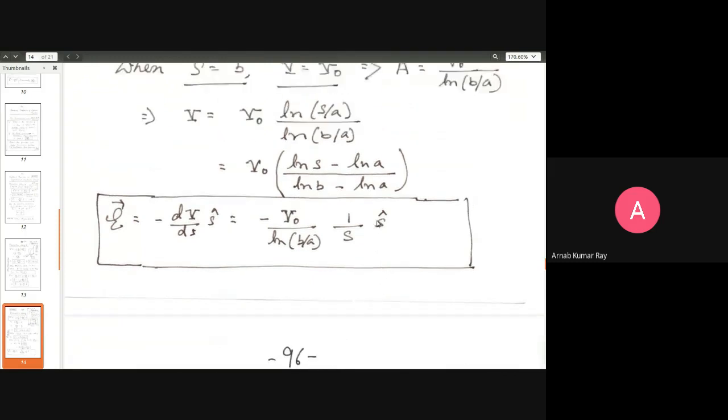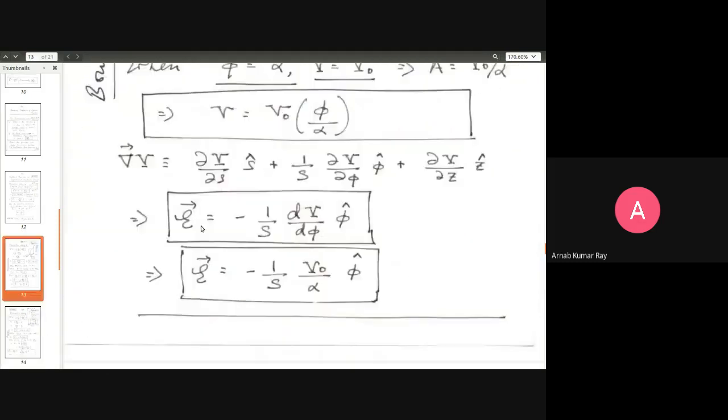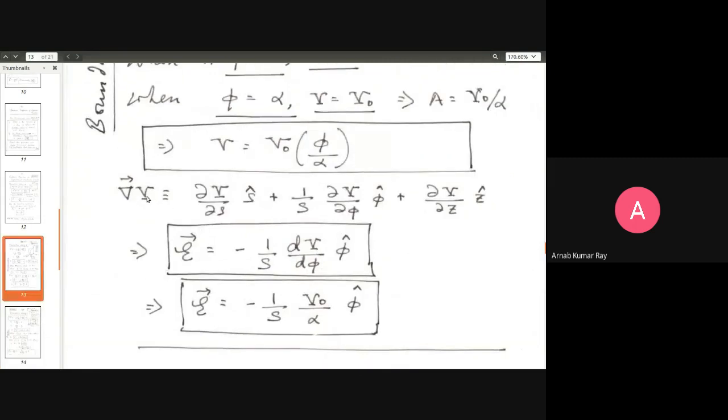And what about the electric field? The electric field is, let us see, the negative gradient of V, which is del V by del S times S cap. V does not depend on phi and Z in our current problem; it depends only on S.